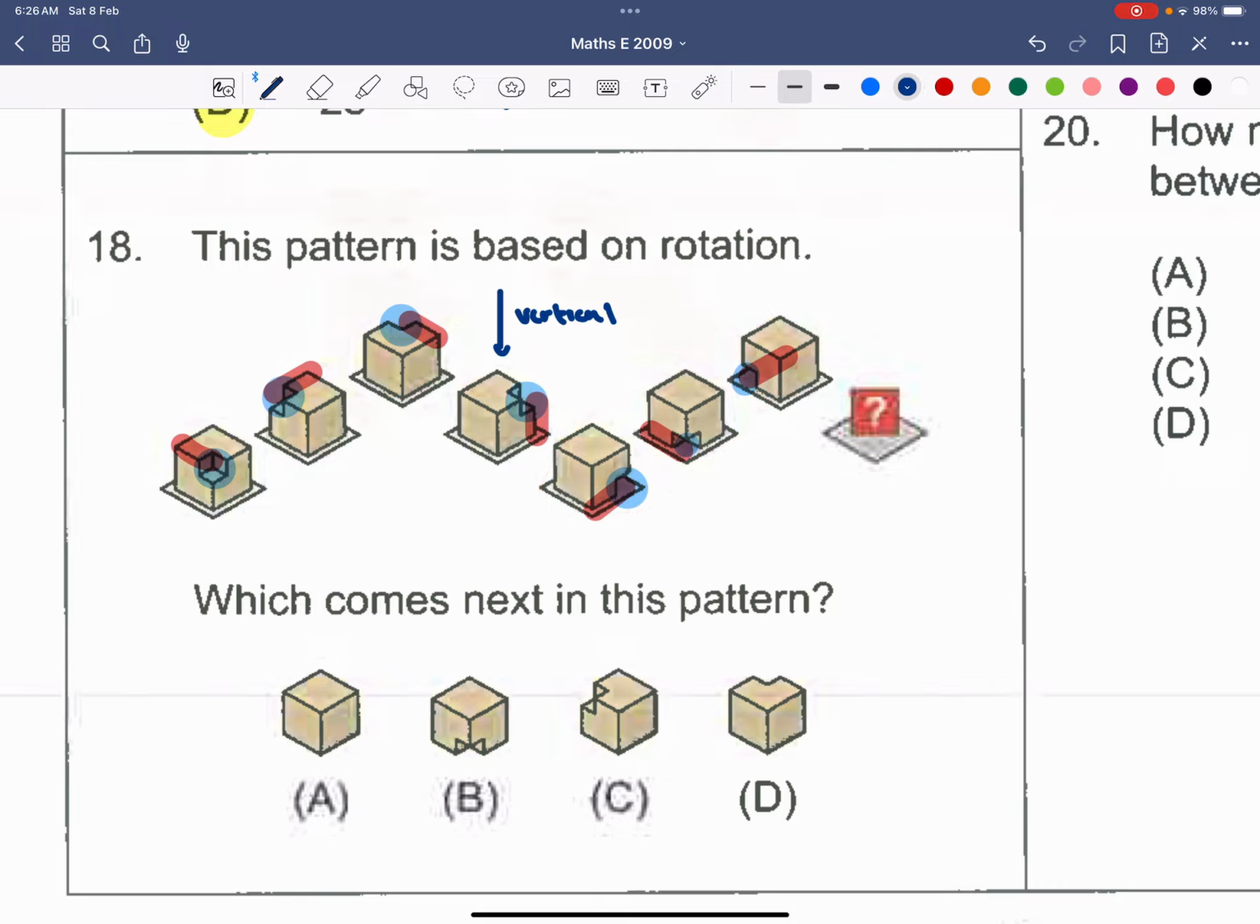3, so now we need to do ourselves another vertical rotation. So you can clearly see that right now, the missing piece is right here. That's where the missing piece is right there. So if I do a vertical rotation, the missing piece would be back to being up. Okay, so the answer is C.